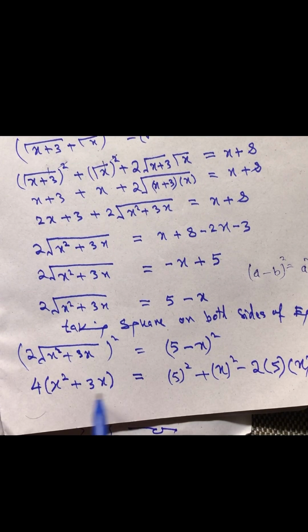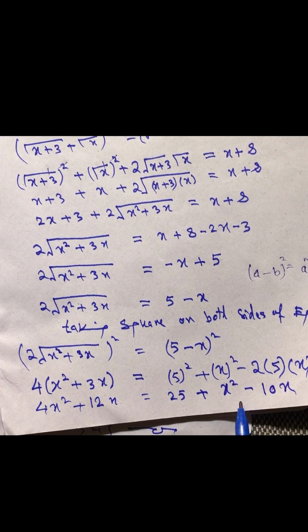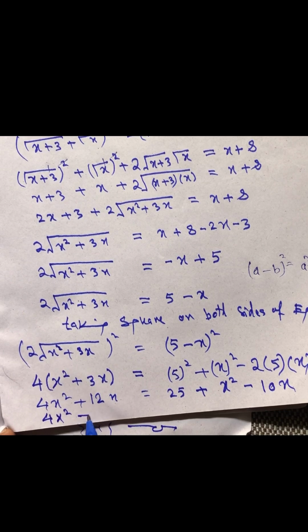Further, this 4 will be multiplied to the bracket. It comes 4x square. 4 multiplied by 3, it comes 12x, and this side 25, because 5 square means 5 multiplied by 5, and this is x square. 2 multiplied by 5 comes 10x. We can shift this right hand side into the left hand side to make a quadratic equation. x square, this is 4x square, this is plus 12x. Shifting 25, it will be minus 25, because on the right hand side it is plus 25.